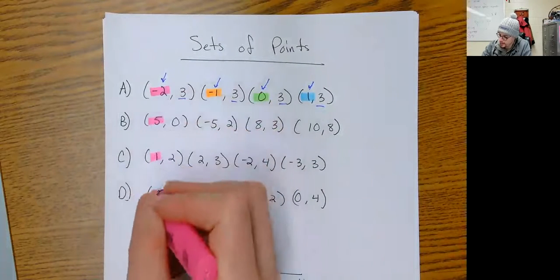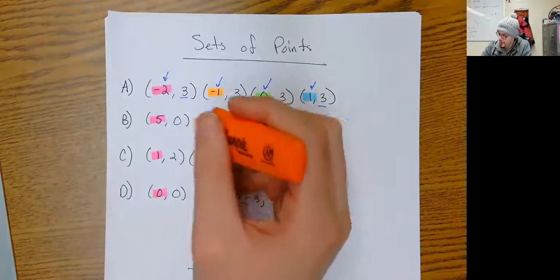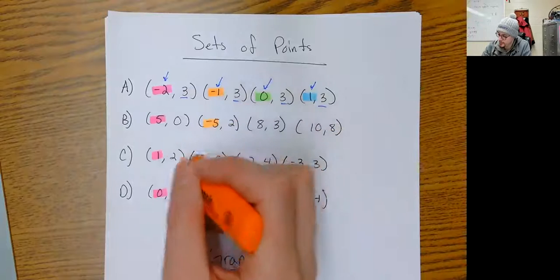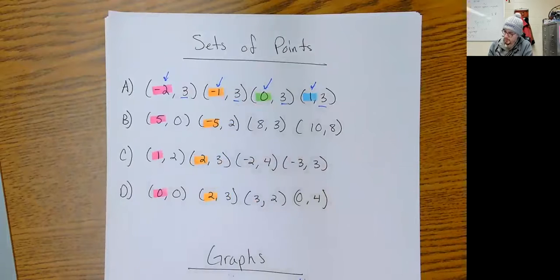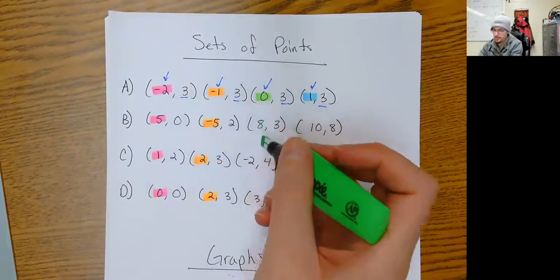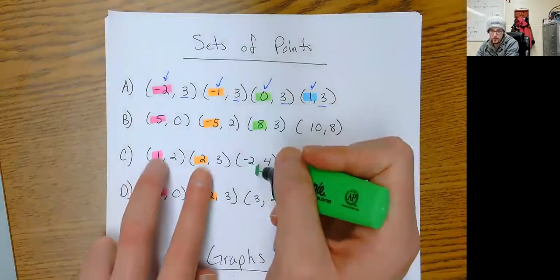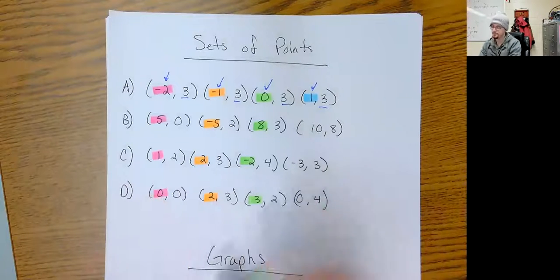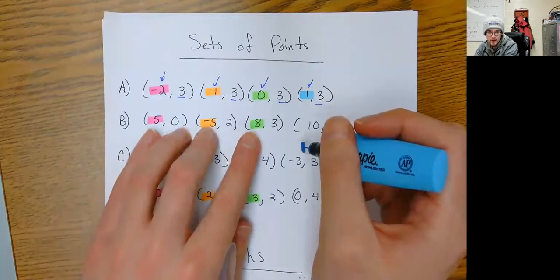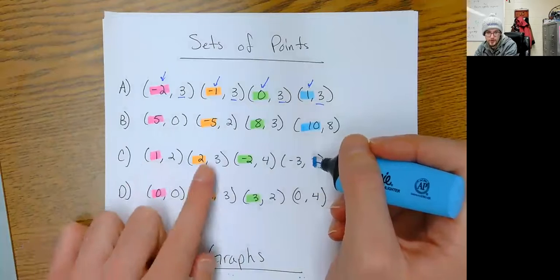So we got 5, 1, 0. -5 is a different number than +5. 2 is a different number than 1. 2 is a different number than 0. 8 is a different number than 5 and -5. -2 is a different number than 1 and 2. 3 is a different number than 0 and 2. 10 is a different number than 5, -5, and 8. -3 is a different number than 1, 2, and -2.